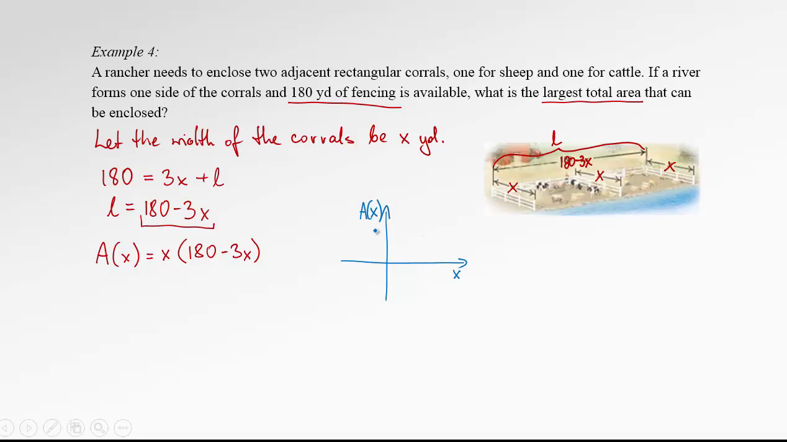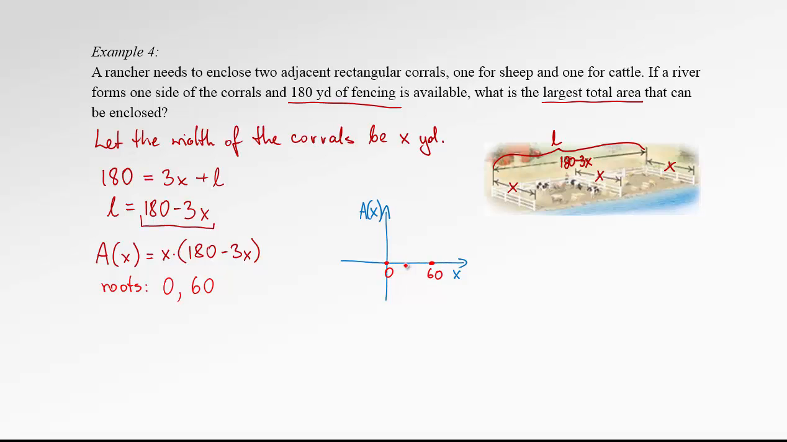Okay, we want to find the largest area, so we're really looking for the vertex of this parabola. Again, since our parabola is already given in a factored form, there is no need to multiply through this bracket. It's easier to look at the roots, which are 0 from the first factor and 180 over 3, which is 60, from the second factor. Similarly as in the previous example, we can use those roots to figure out where the vertex is. So the first root is 0, the second root is 60.